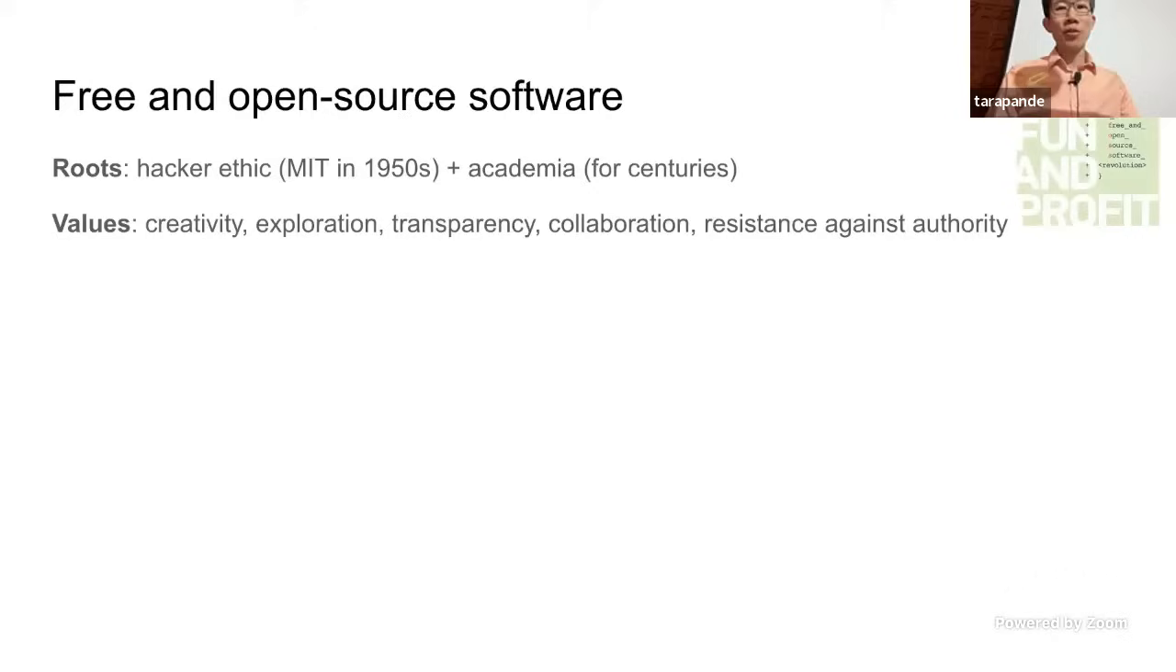But what exactly is open source? A little bit of historical context. Open source clearly comes from the term open source software, and open source software and free software have had a long history in computer science, stemming from roots at MIT in the 50s, the hacker culture, and the idea in academia of doing open science. These are the roots that inspire open source, and it has coalesced into these values of creativity, exploration, transparency, collaboration, resistance against authority. This defines what open source stands for.